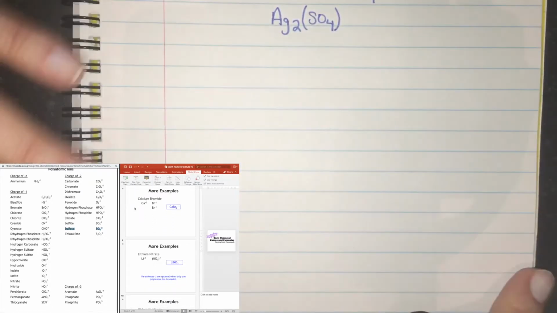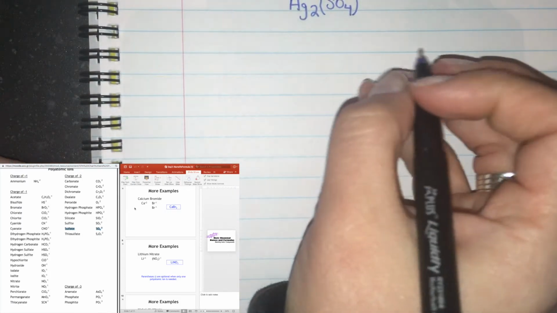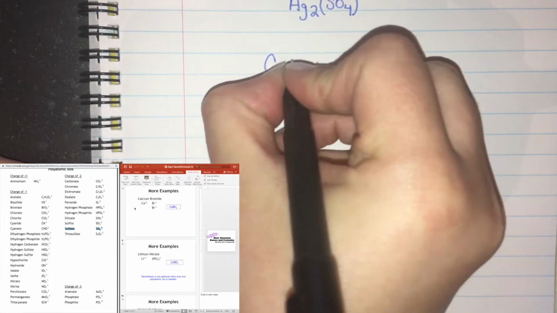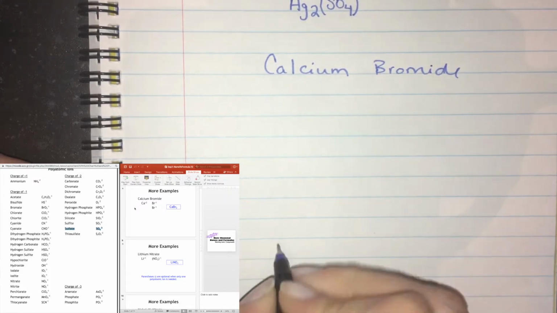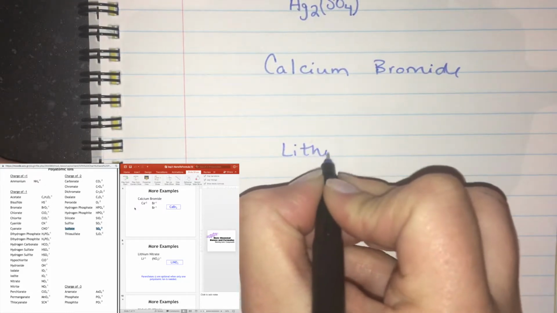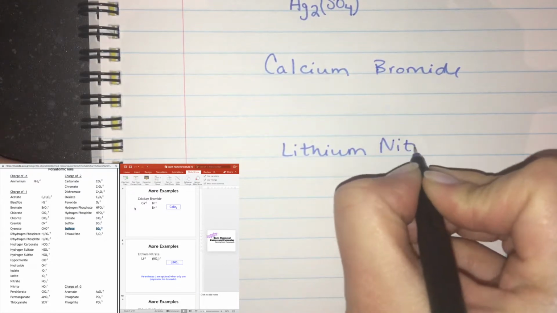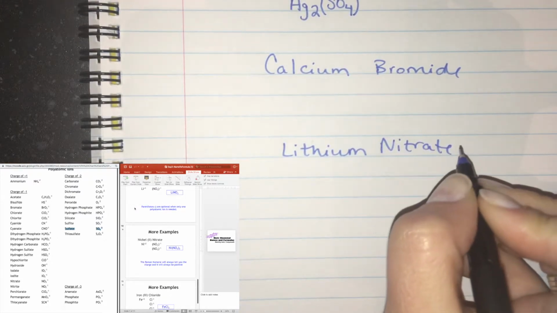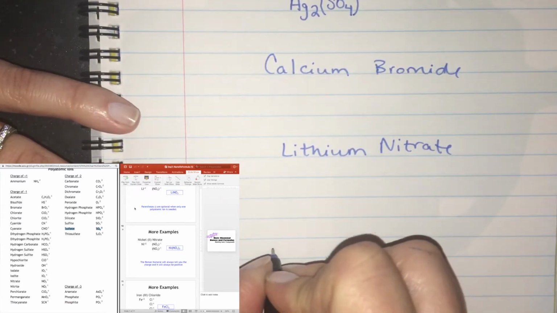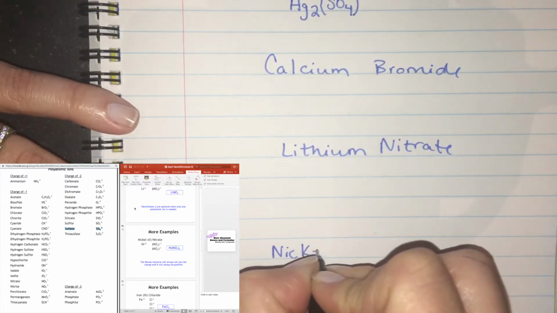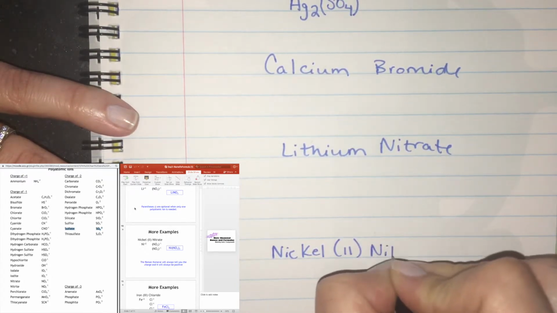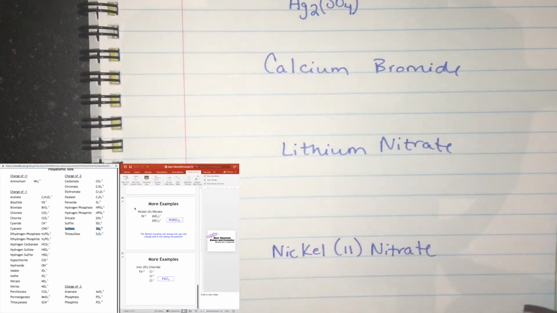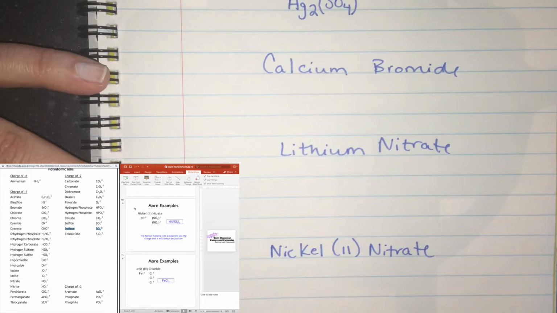Okay, we have a couple more examples and I think we're basically done for the day. So we have calcium bromide, and then we're doing lithium nitrate, and then we're doing nickel, N-I-C-K-E-L. I always spell that one wrong. I always want to put it LE. Nickel 2 nitrate, and iron 3 chloride.